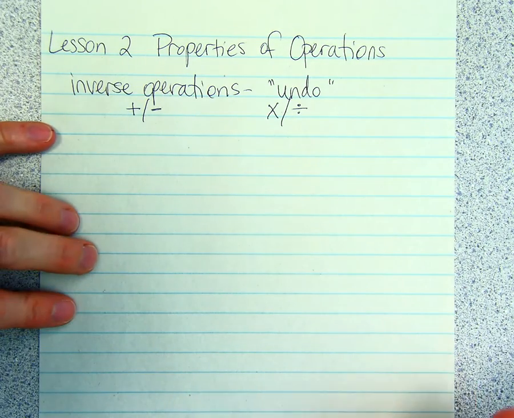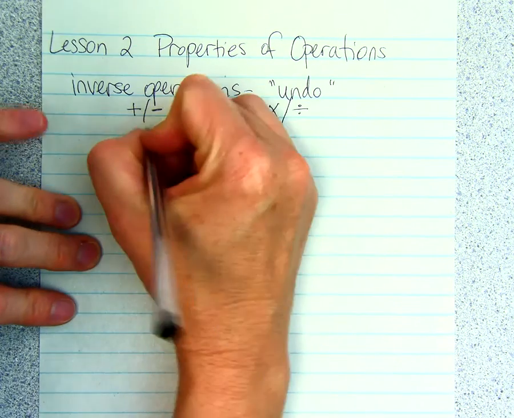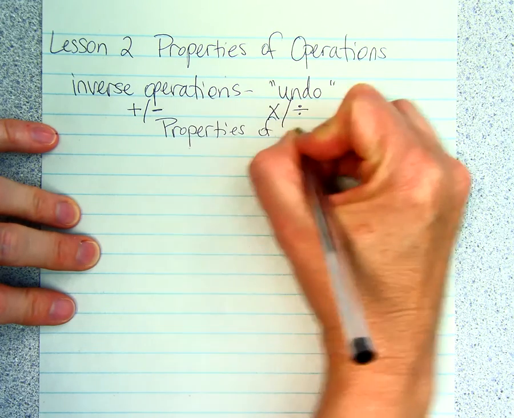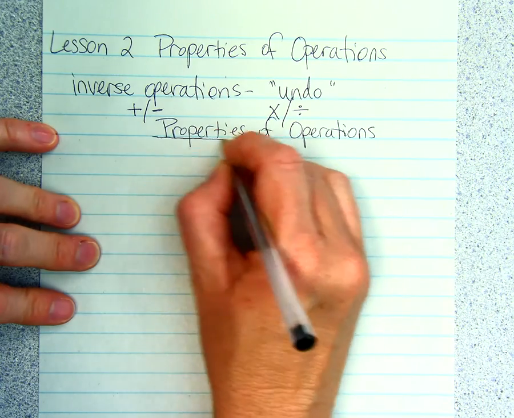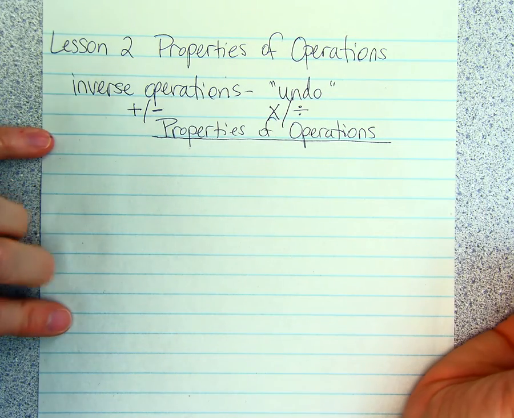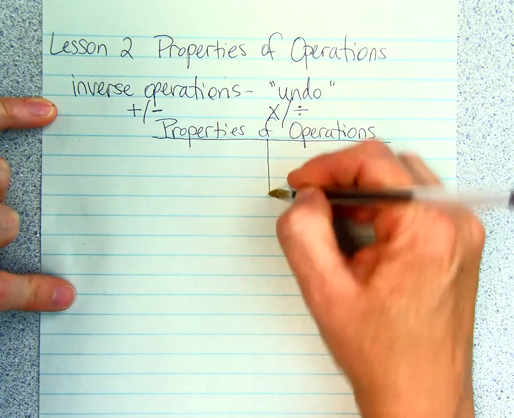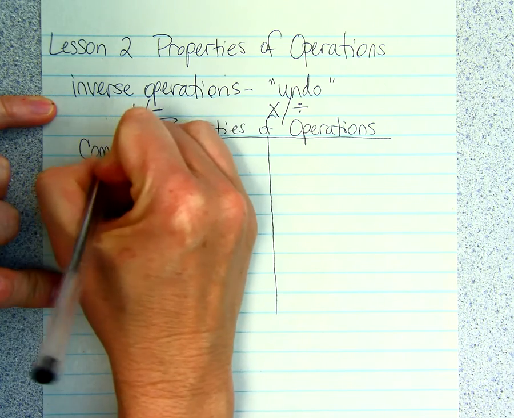There are several properties of our 4 operations here. We're going to draw a little table. So we'll put properties of operations. And the first property that we're going to go over, we're going to put 2 columns here. We have the commutative.